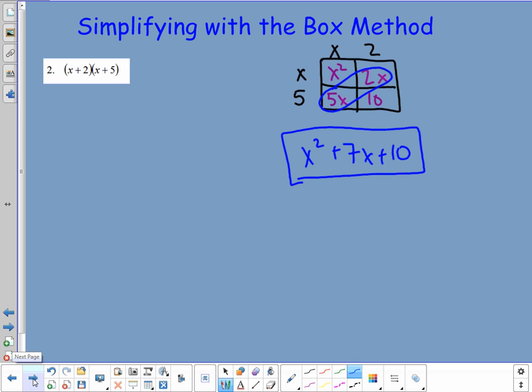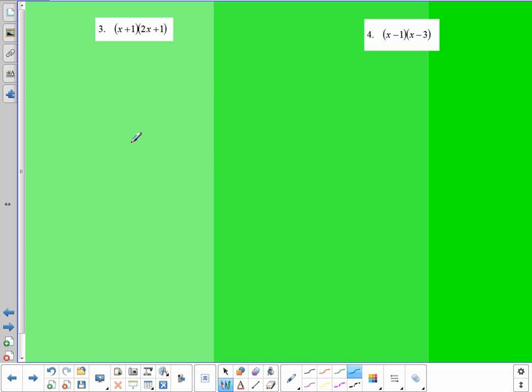Now, here's another thing. Same as when we talked about solving systems, I don't care how you solve this. I don't care how you simplify. If you want to use the FOIL method every single time, go for it. If you want to set up a box every single time, that's fine too. Whatever works for you, whatever you're most comfortable with, do that. So let's talk about number 3.